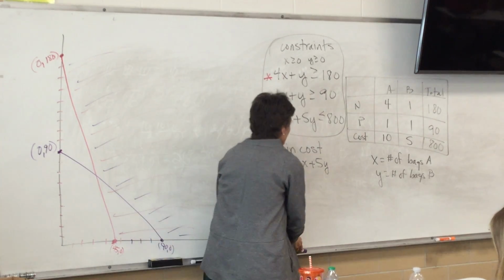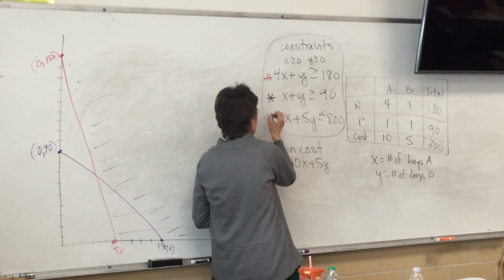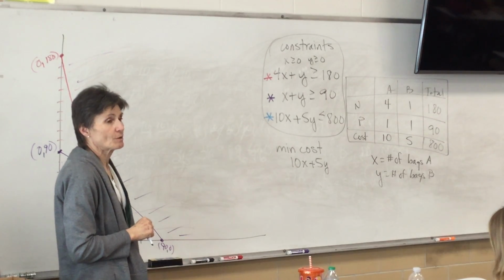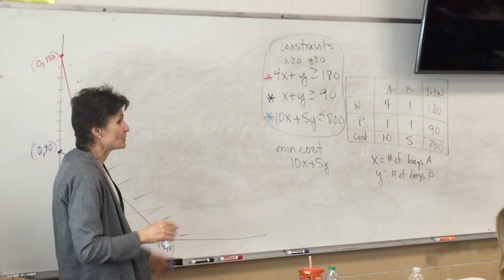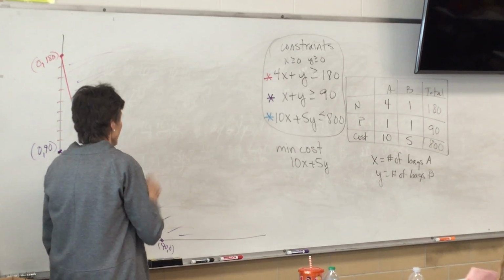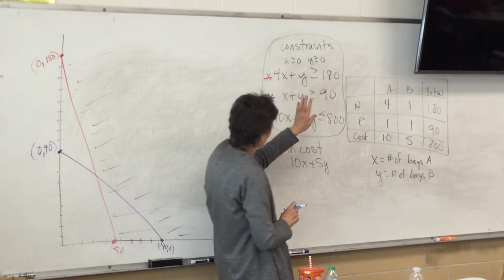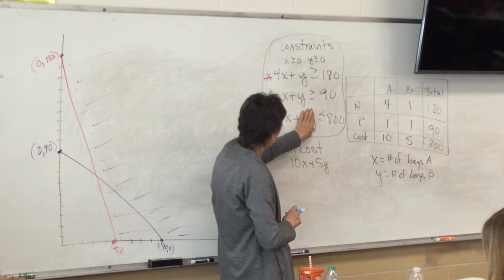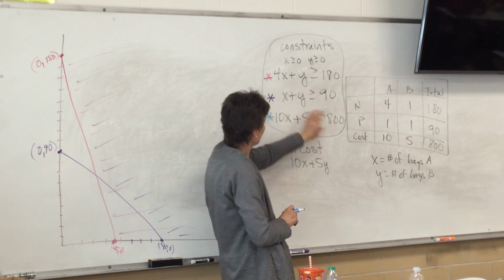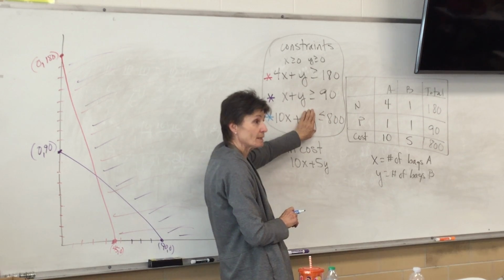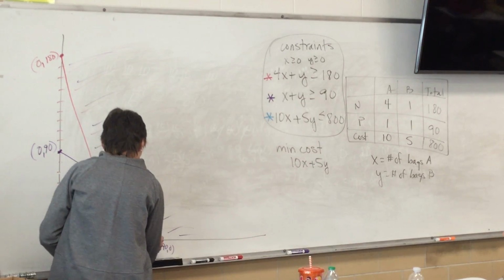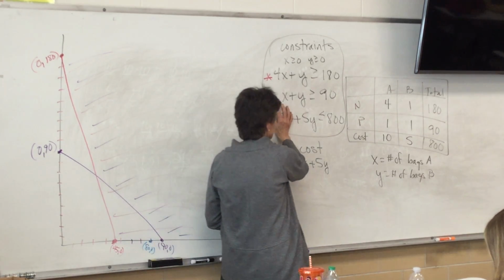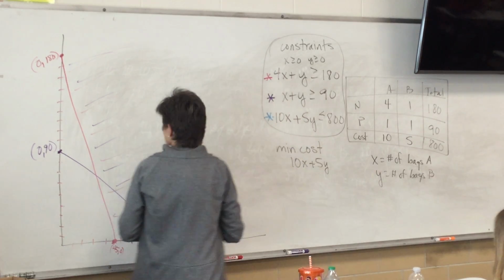And finally, I have this one. Every problem is going to have a different number of constraints, a different number of things to graph. Sometimes there's only 2, sometimes there's 3, sometimes there's more. We have 3. Here we go. So if I cover up y, x will be 80. And if I cover up x, 160.